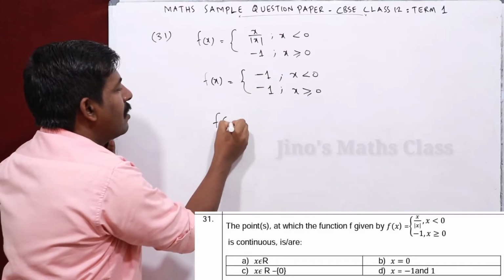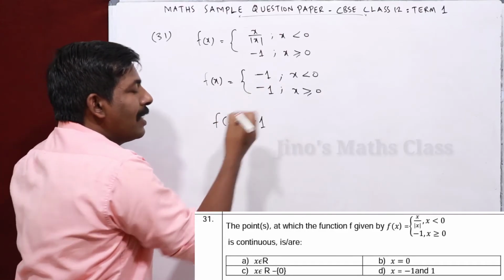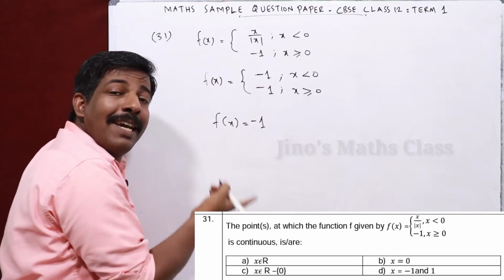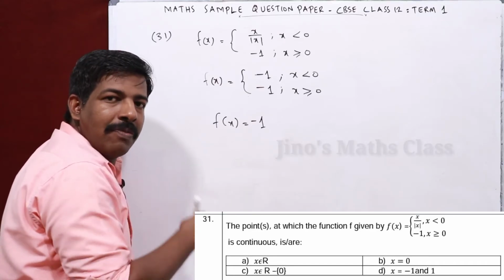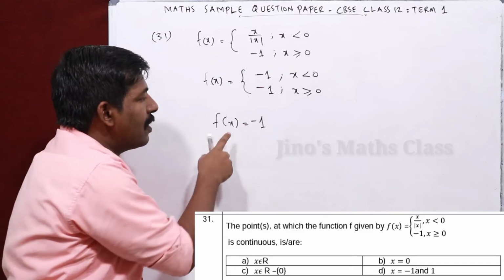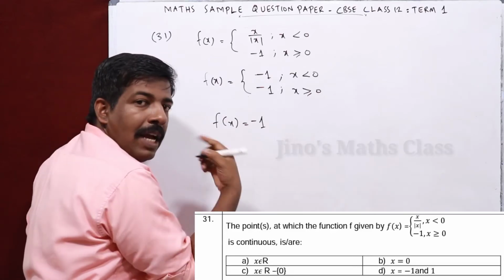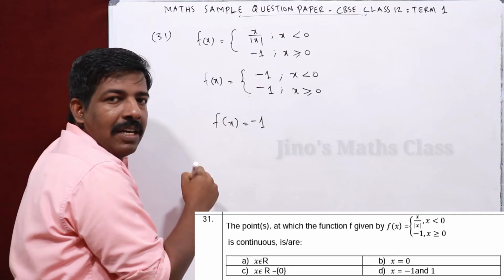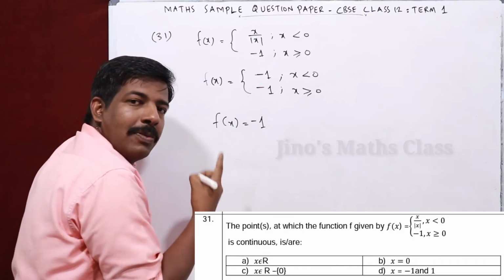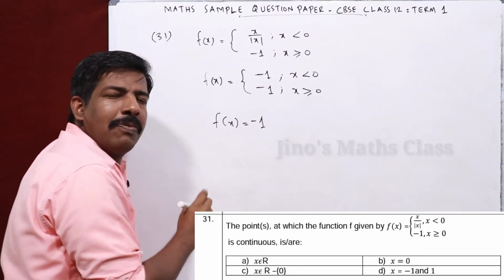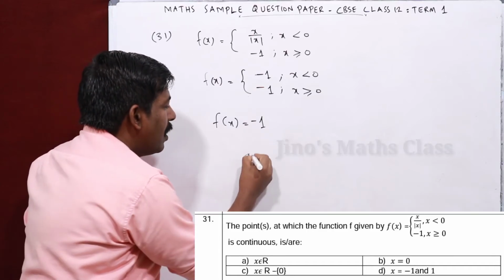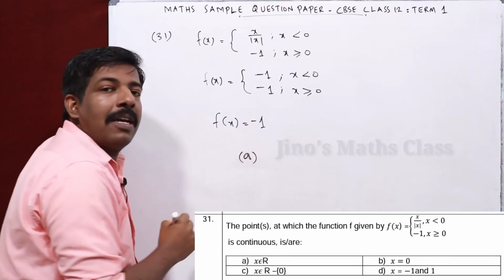So directly we can say f of x equal to negative 1. That means this function is continuous everywhere in real numbers. If we take any real number as x, it is continuous. It's a constant function, and if we draw the graph of this function, that is a straight line parallel to the x axis. That's why f of x is continuous for any value of x belonging to R. That means option A is the correct answer.